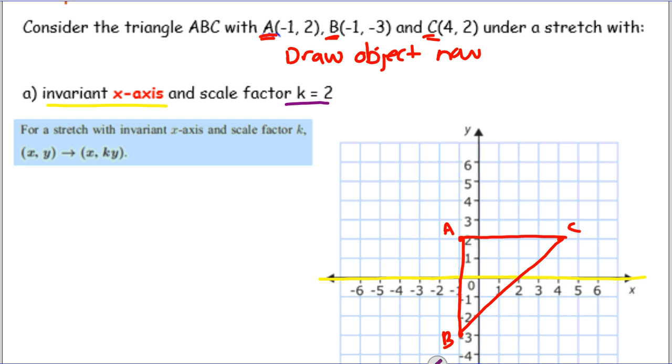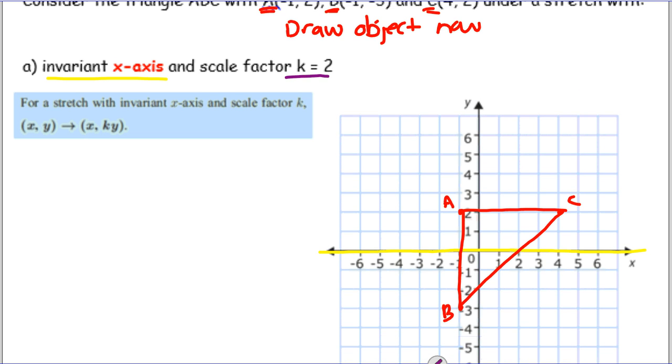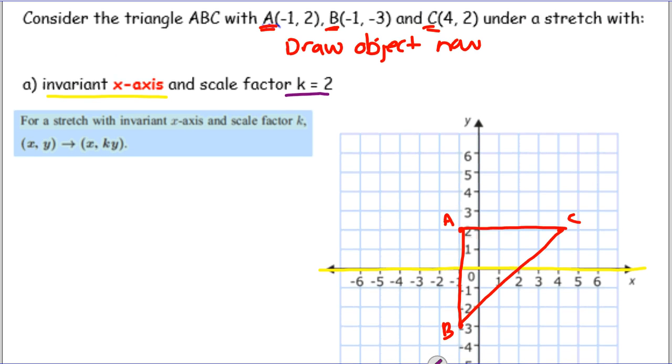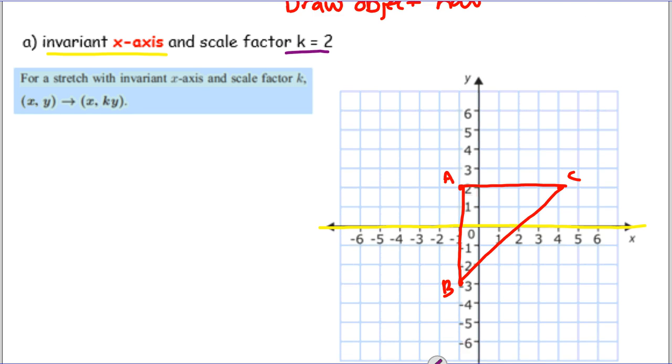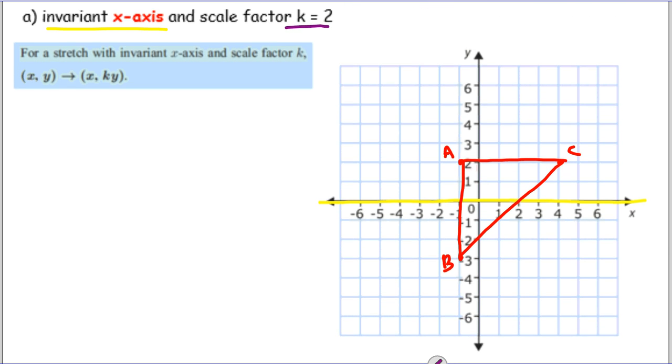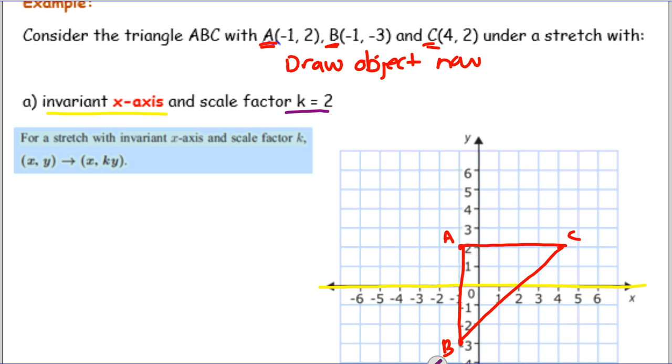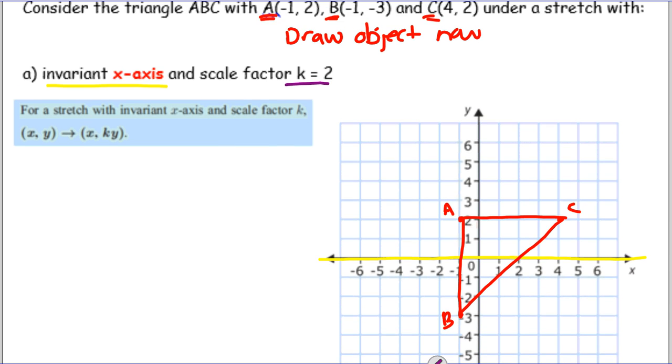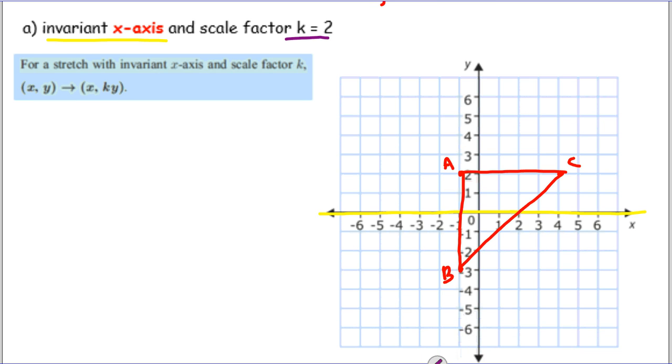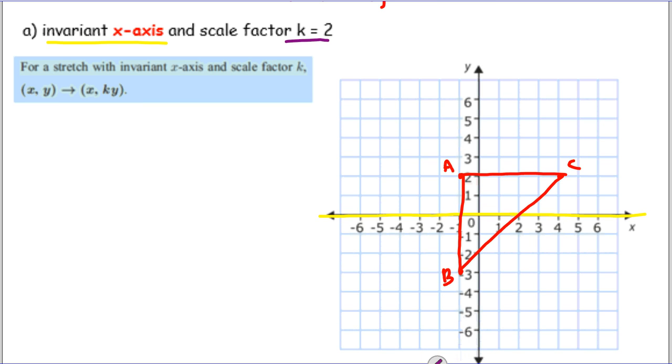The question says to consider the triangle and the stretch, but it didn't actually tell us what to do, so I'm just going to draw it. Maybe it's going to ask you to state the coordinates. If it asks you to state the coordinates, fine, draw it and then state the coordinates. Didn't ask me what to do here, so I'm just going to draw it. So scale factor of 2. Let's do A dash first. A is here, so from the invariant line, A dash has to be twice as far.